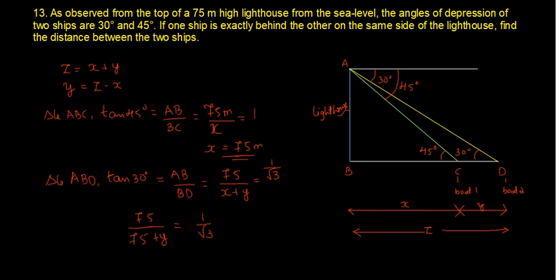So 75 root 3 equal to 75 plus y, and if you bring y to one side and all the other things to the other side, 75 root 3 minus 75, if we take 75 common, 75 times root 3 minus 1 will be our y. Now we have got y here, that is the distance between the two boats.